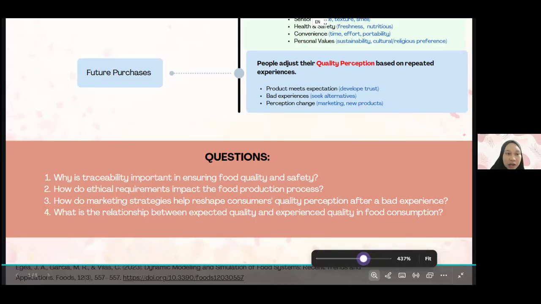The next question is, how does marketing strategy help reshape consumer quality perception after a bad experience? Based on the infographic, consumers adjust their quality perception based on repeated experience. If they have a bad experience, marketing, new packaging, new products, and promotions can help change their perception by introducing improved branding, packaging, and advertising that emphasize better quality.